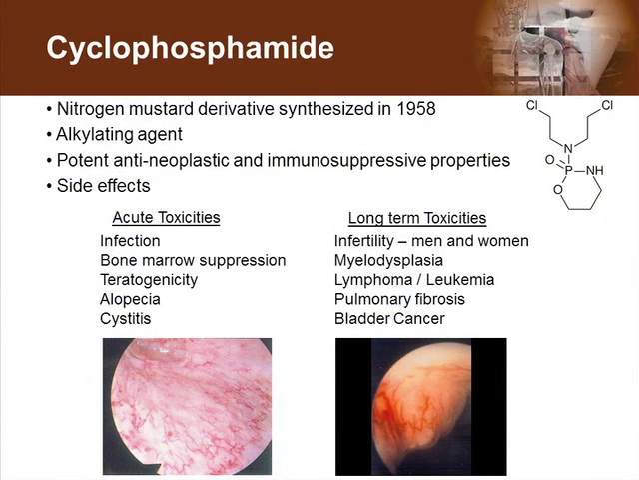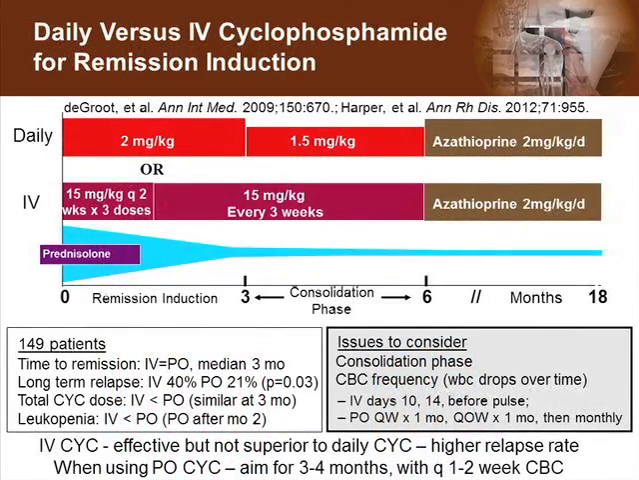Cyclophosphamide is a nitromustard derivative synthesized in 1958. It's an alkylating agent that has been known to have potent antineoplastic and immunosuppressive properties. One of the main limitations of cyclophosphamide has been its side effects, which include not only acute toxicities such as infection, bone marrow suppression, and cystitis, but also long-term complications, which can include infertility in both men and women, myelodysplasia leading to lymphoma or leukemia, and the potential for bladder cancer.